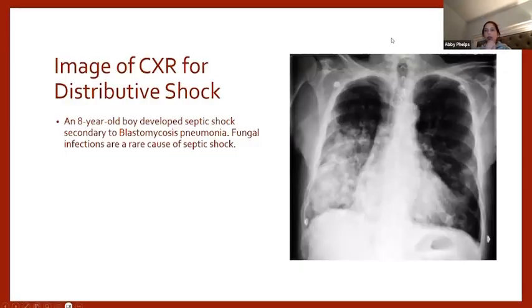So here's an image that I found for distributive shock. This is actually an 8-year-old boy that developed septic shock secondary to pneumonia. Fungal infections are also a rare cause of septic shock. You can see the consolidation from the pneumonia in this photo.